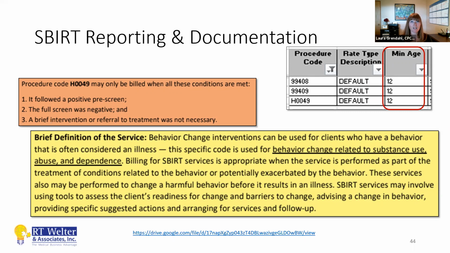So if we're trying to do a 99408 or a 99409 or an H0049, there is a minimum age requirement. So all of a sudden, if you screen and you realize that now we're moving into intervention and treatment, we would report a 99408. Normally, if the child is 11, this will cause these codes to either be denied when reported with a well child check before the age of 12, or it could lead to a zero reimbursement.